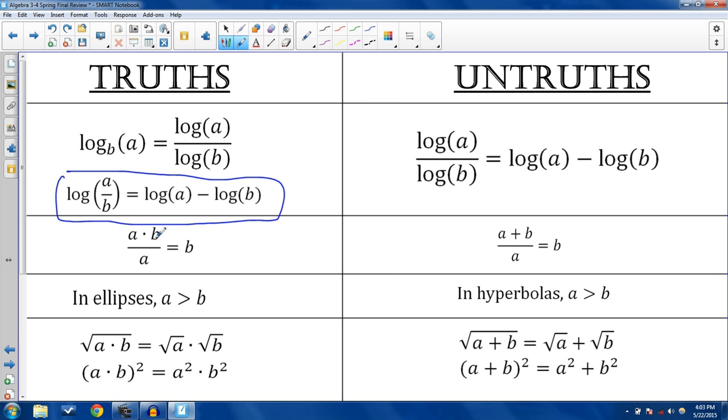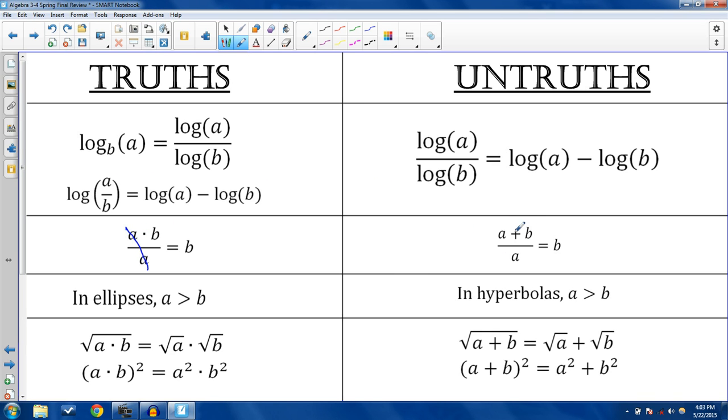Next one, which I've talked about in considerable length: a times b over b is indeed a, or a times b over a is indeed b. I can cross out the a's on top and bottom because they are common multiples on top and bottom. You're multiplying b times a, and then you're dividing by a.